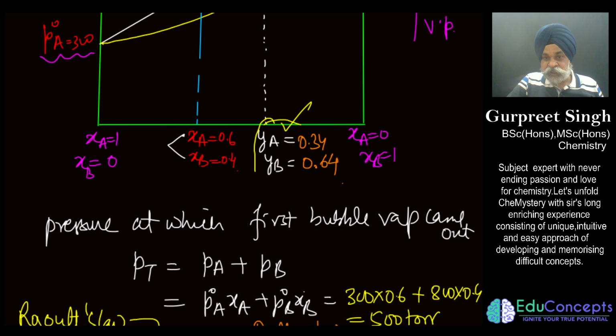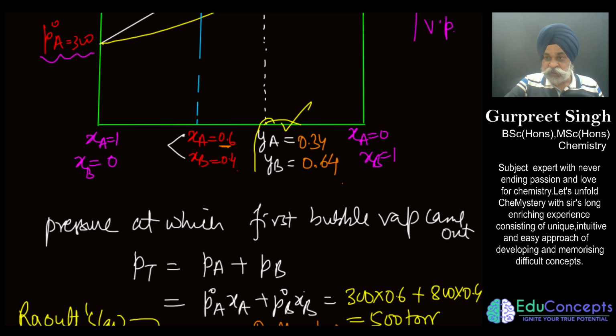Obviously that is the vapor phase composition, because if XA is 0.6, A is less volatile. Since it is less volatile, or rather I would say B is more volatile, the mole fraction of B in vapor state in the first bubble would be larger. That is also a very interesting point to tell you.